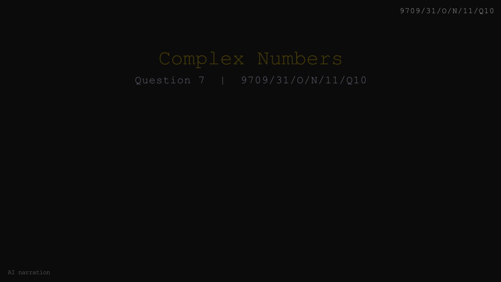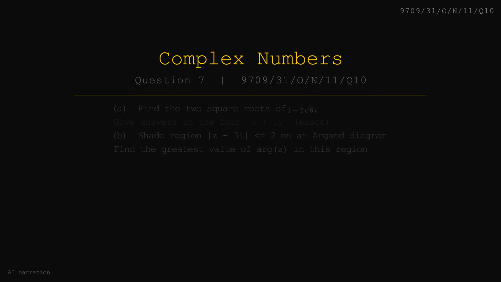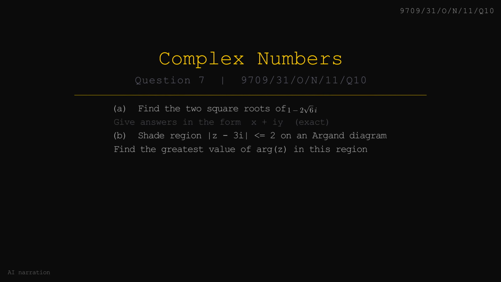Here is the outline for question 7. Part A. Find the two square roots of 1 minus 2 root 6i. Give exact answers in the form x plus iy. Part B. Shade the region where modulus z minus 3i is at most 2, and find the greatest argument of z in that region. Let's start with Part A, finding square roots.